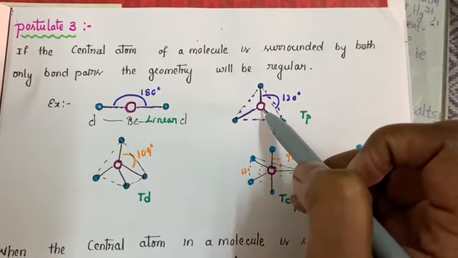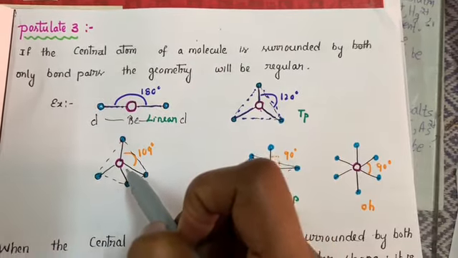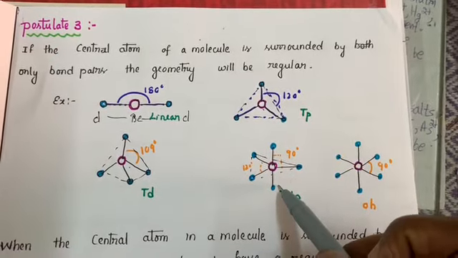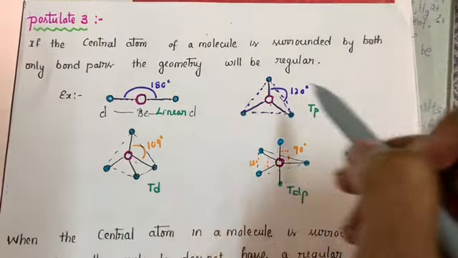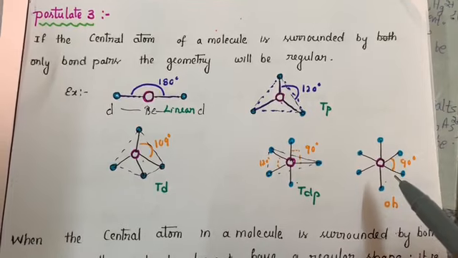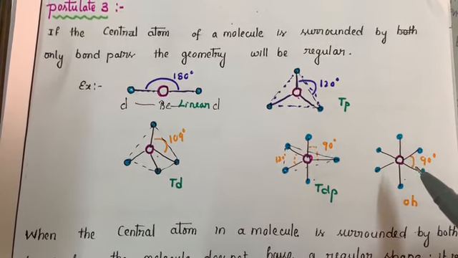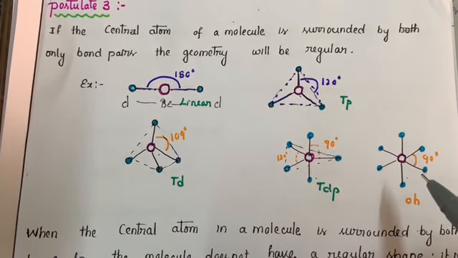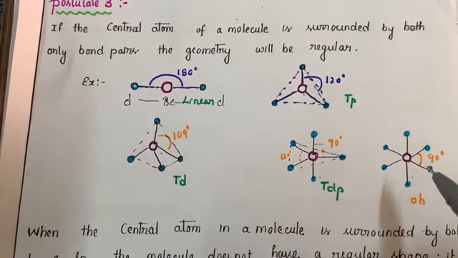Like here you can see BF3, CH4 (methane), PCl5 and SF6. Whatever molecule you take, if the molecule does not have any lone pairs and consists only of bond pairs, then the geometry will be regular.